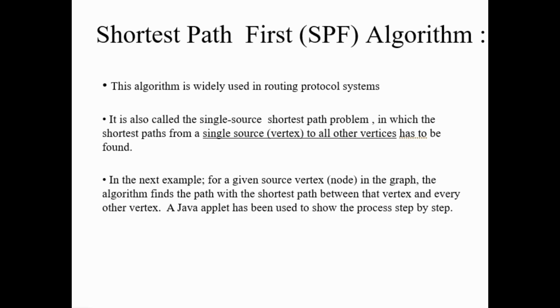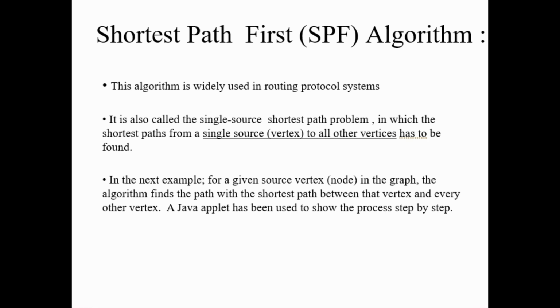Now, what is the shortest path first algorithm? This algorithm is widely used in routing protocols. It is also called the single source shortest path problem, in which the shortest path from a single source, or you can say vertex, to all other vertices has to be found. In the next slide, you will see a working example of how this algorithm calculates the shortest path from one node to another node.